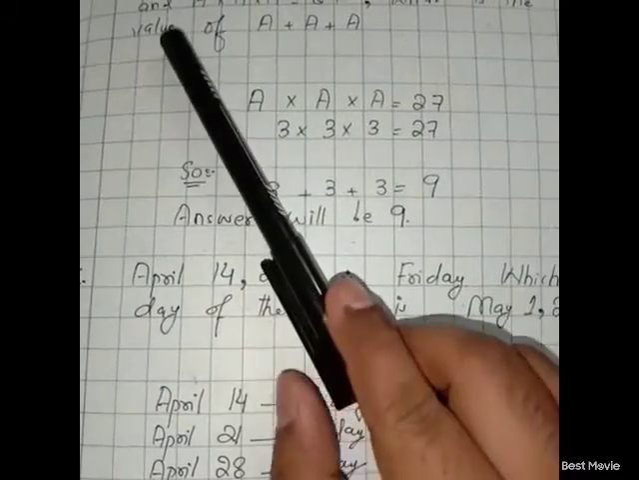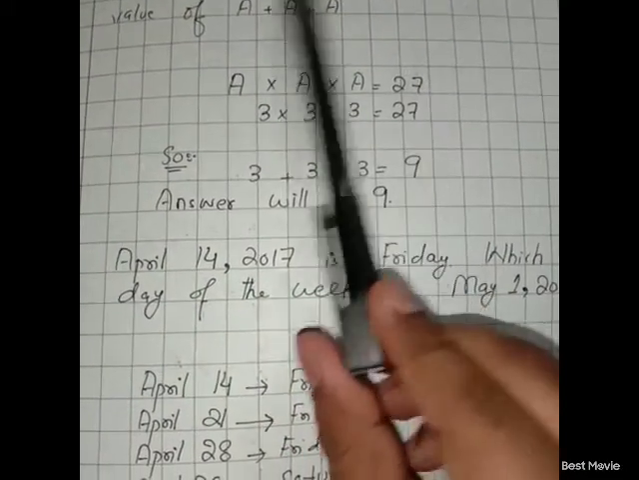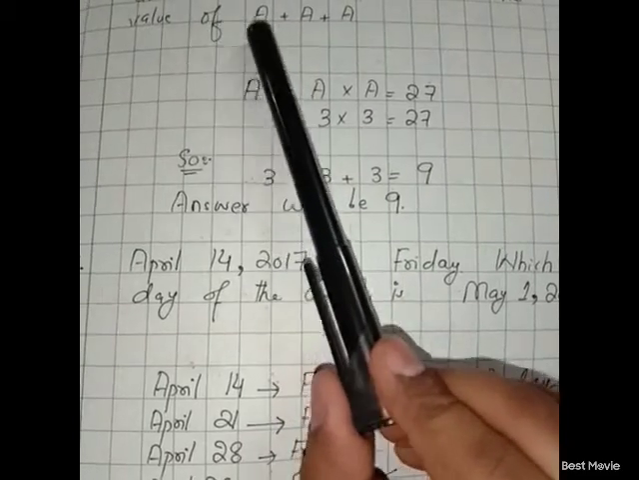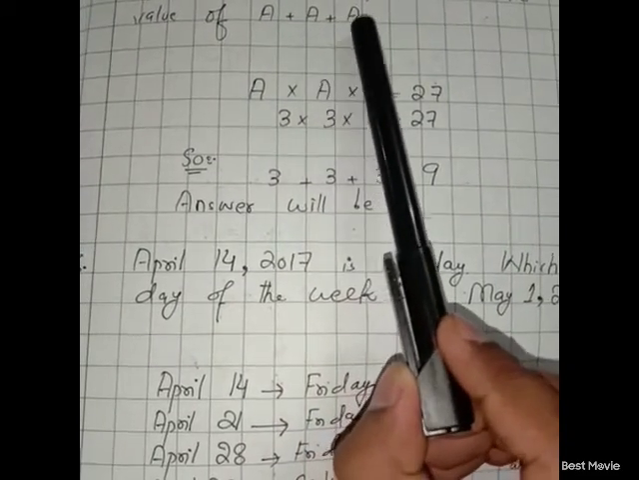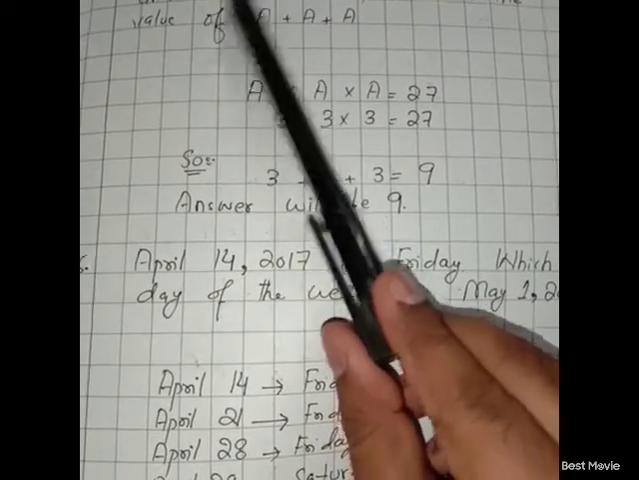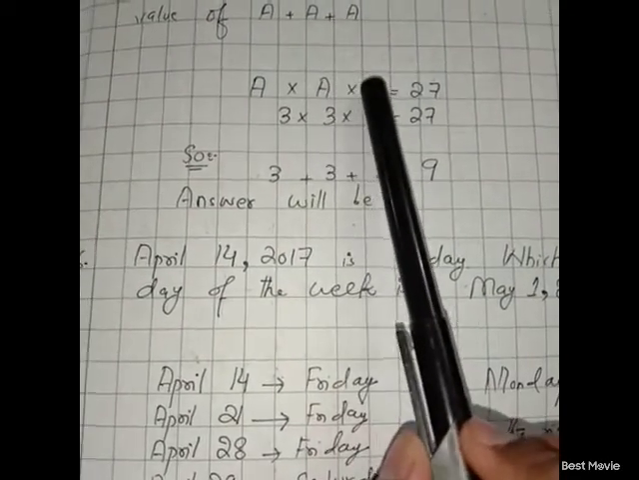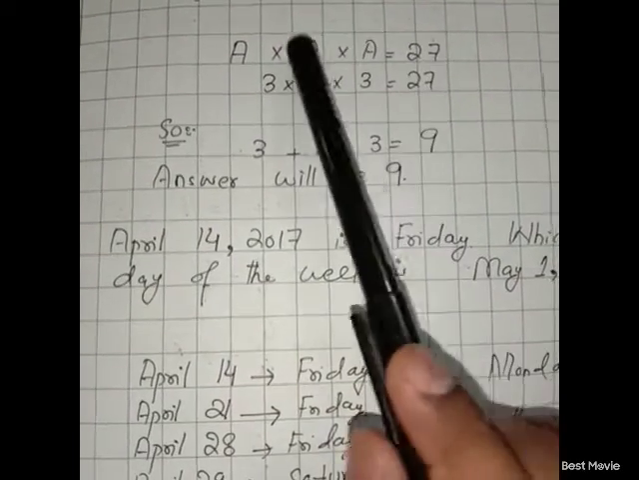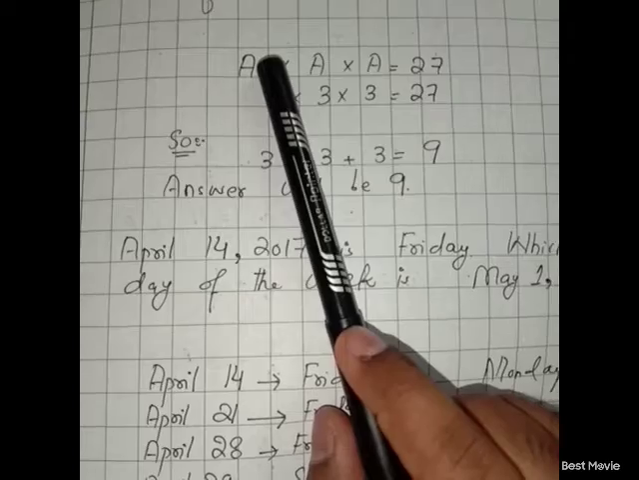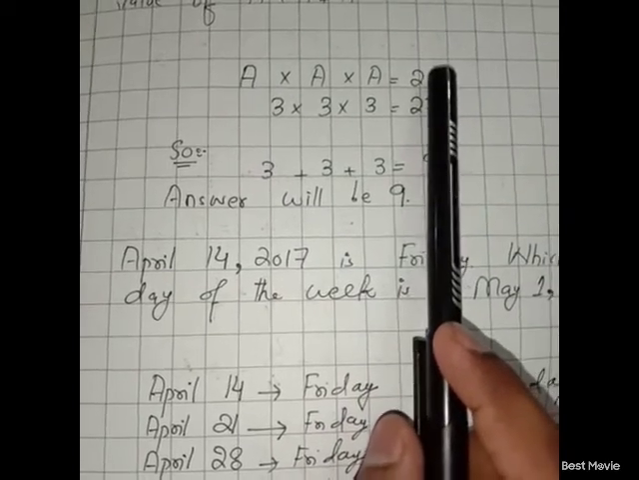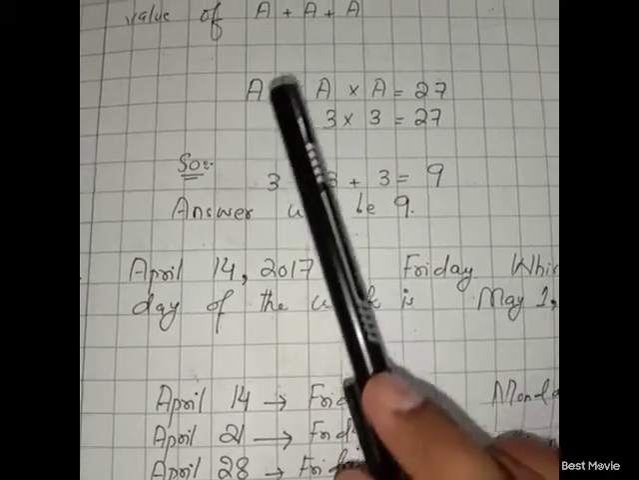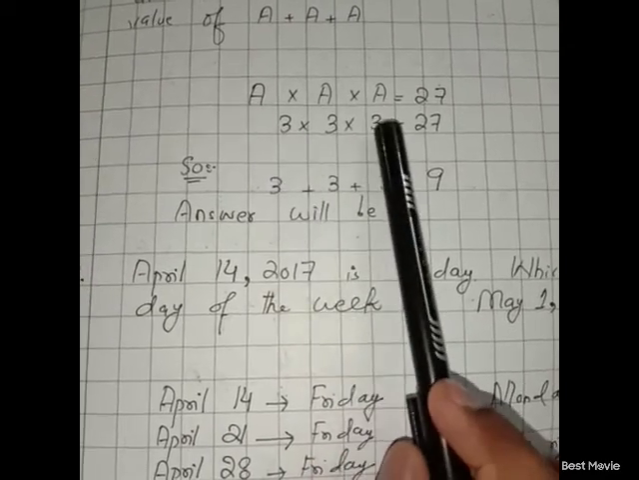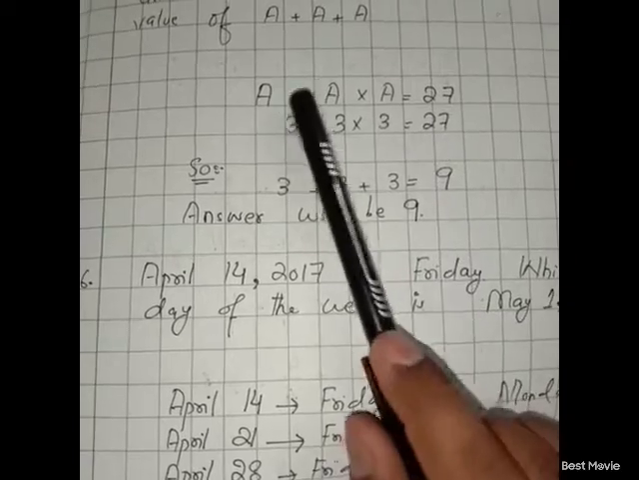Coming to question number 5, if each a represents the same number and a multiplied by a multiplied by a equals 27, what is the value of a plus a plus a? Here the letters are given, the digits are not given. So can you tell me any number which will be multiplied three times and the answer will be 27, but that number should be the same? So 3 is that type of number. If we multiply 3 by 3 by 3, the answer will be 27. So a will be 3.